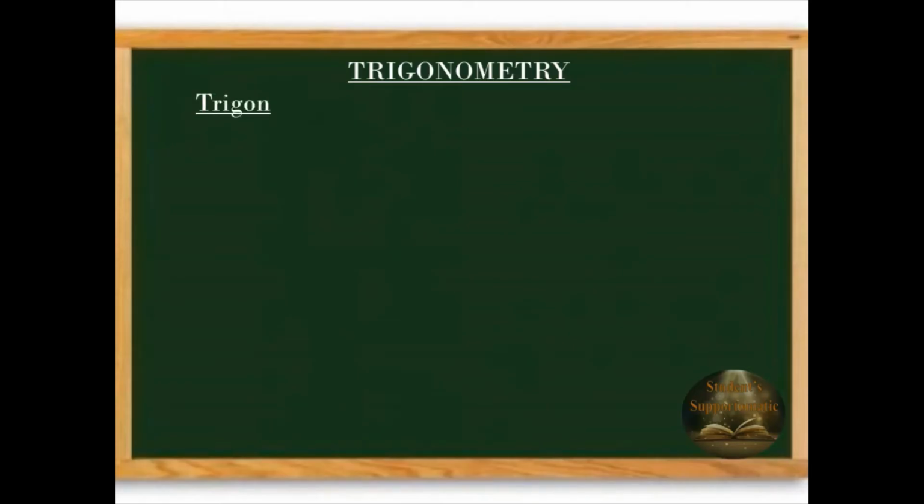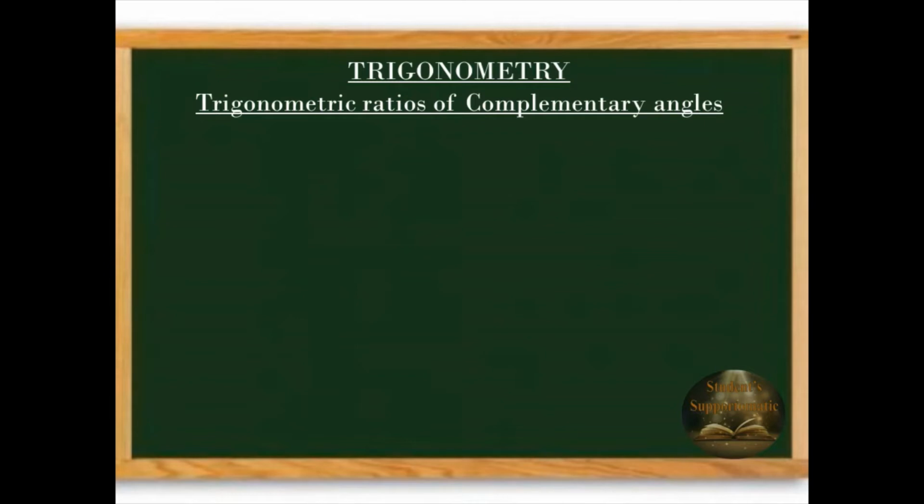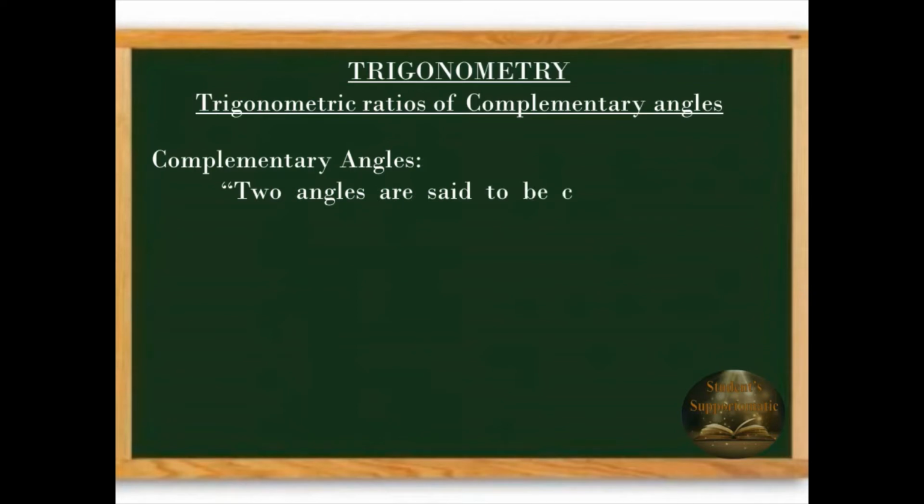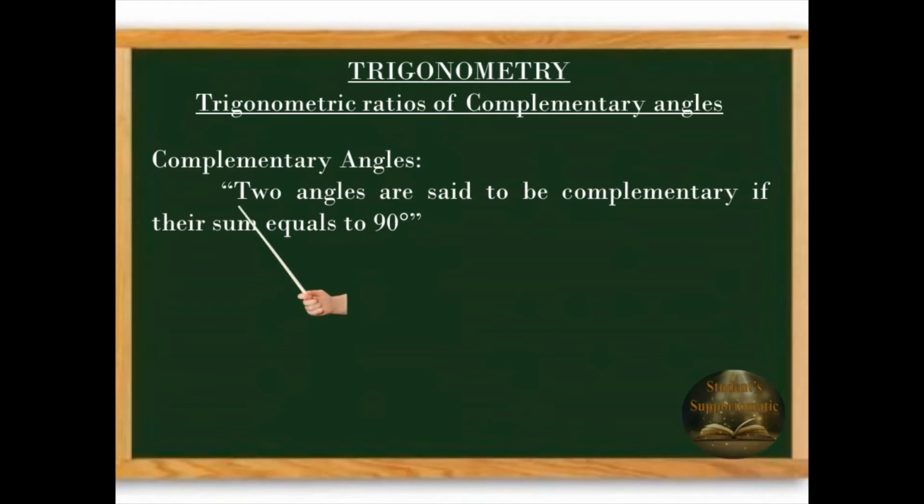Trigonometry. So today in this video we will study about trigonometric ratios of complementary angles. What are complementary angles? So let's see the first, complementary angles. Two angles are said to be complementary if their sum is equal to 90 degrees.